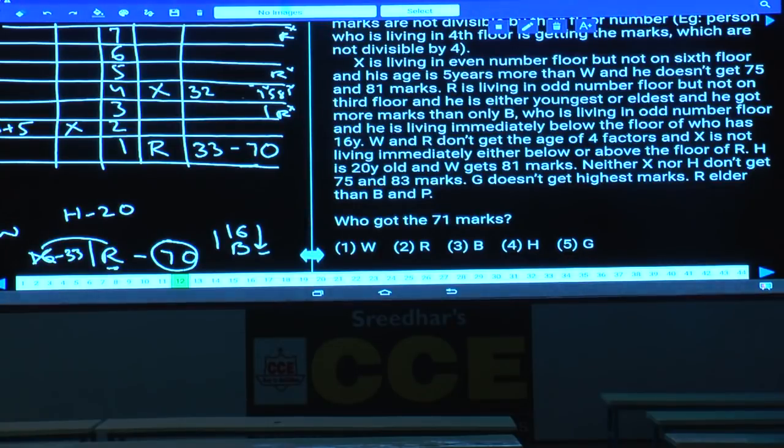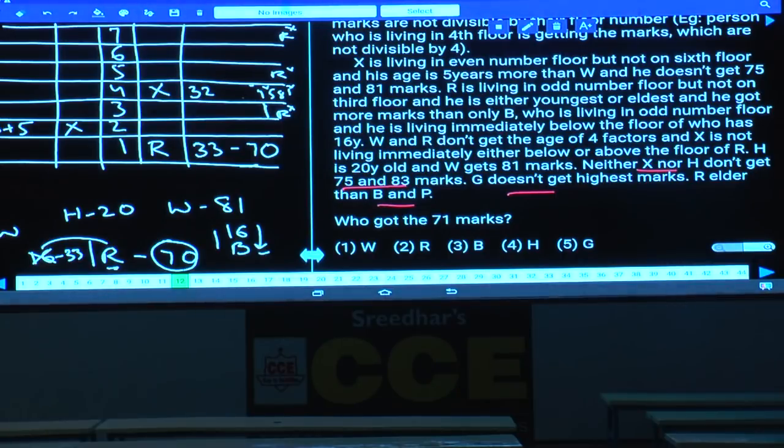H is 20 years old. As H is 20 years old and W gets 81 marks, now this W gets 81 marks. W cannot be on the 3rd floor, and this W can be either on the 5th floor or on the 7th floor, isn't it? 5th or the 7th floor. And neither X nor H got 75 and 83. And X is not getting 75 and H is also not getting 73. G does not get the highest marks. And G, R is elder than both B and P.